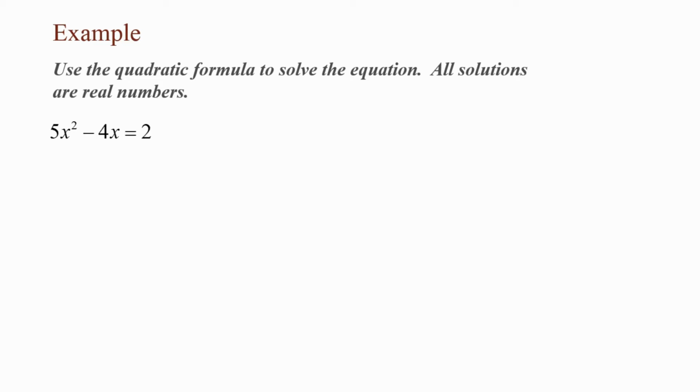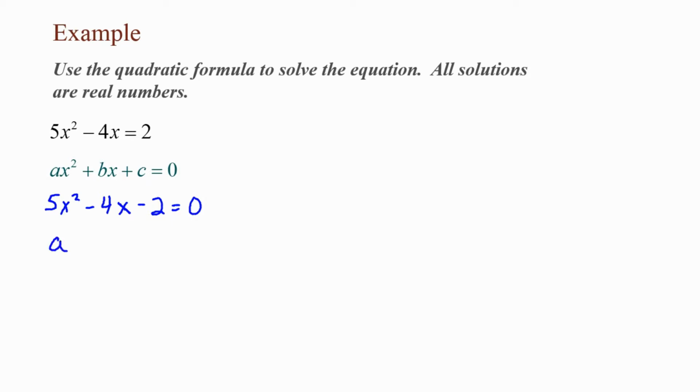In this example, use the quadratic formula to solve the equation. All solutions are real numbers. 5x squared minus 4x equals 2. So we need our quadratic equation to be in the format of ax squared plus bx plus c equals 0. So the first step here is to set this equal to 0. 5x squared minus 4x minus 2 equals 0.